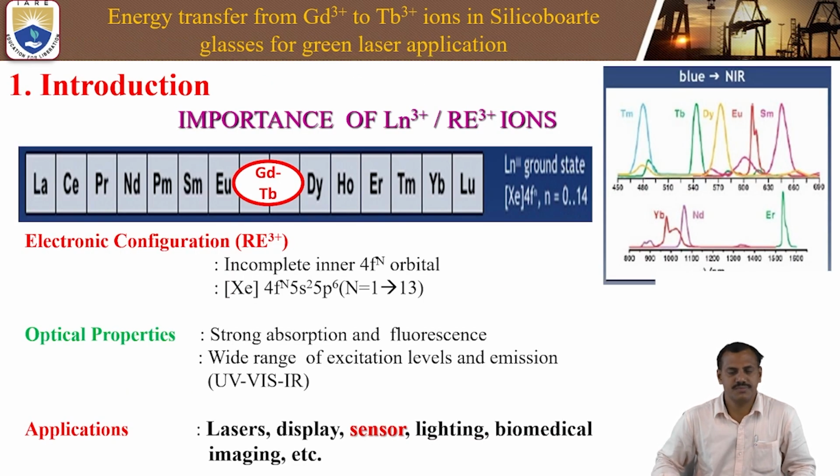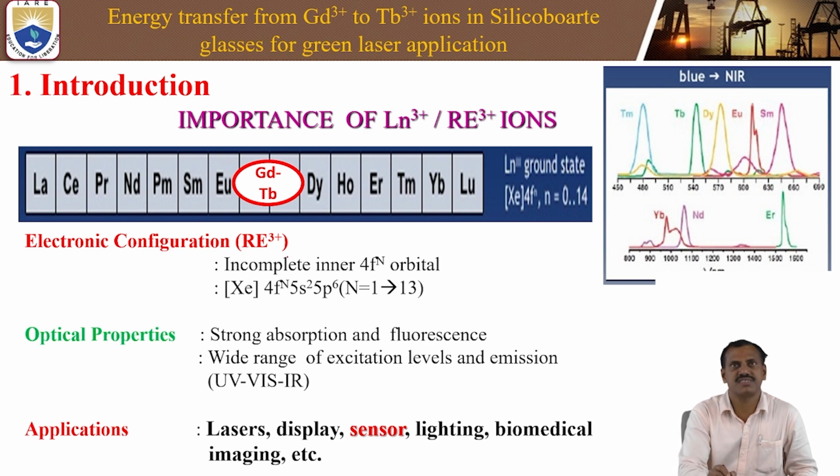So, the main introduction: the importance of lanthanide ions or rare earth ions. In the periodic table, the lanthanide ions are f-block elements from lanthanum to lutetium. In this study, we are going to discuss gadolinium and terbium, and how the energy transfer mechanism takes place from gadolinium 3+ to terbium 3+ ions.